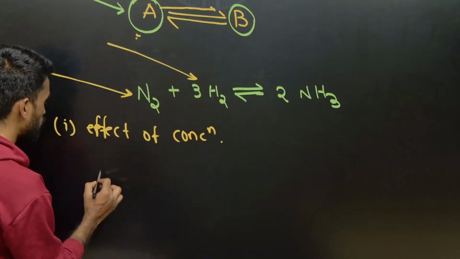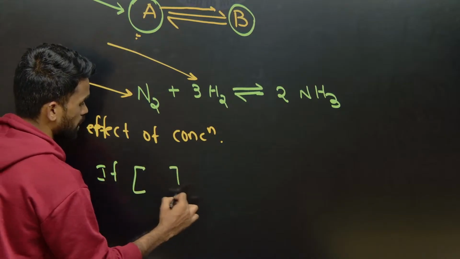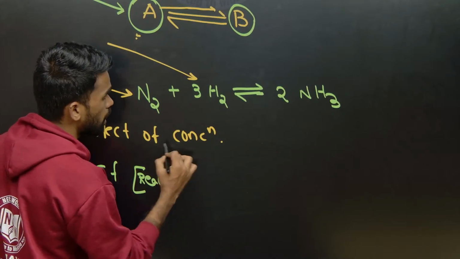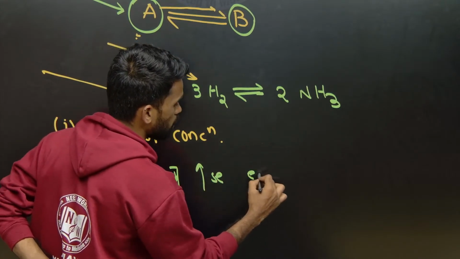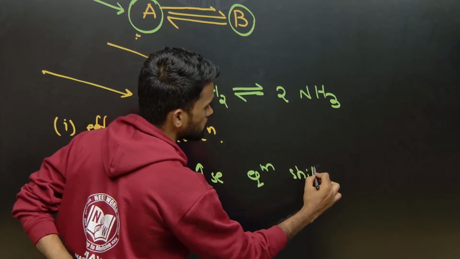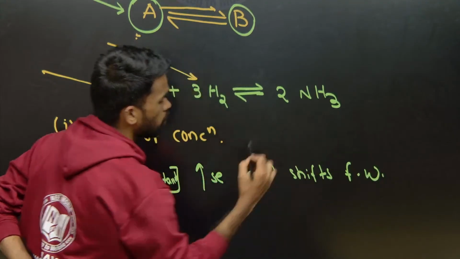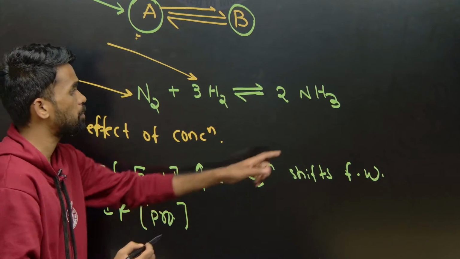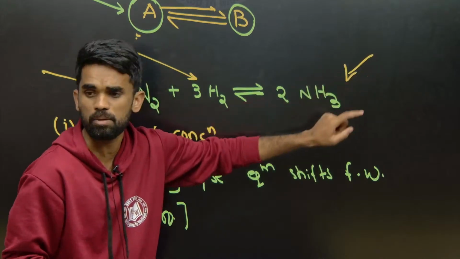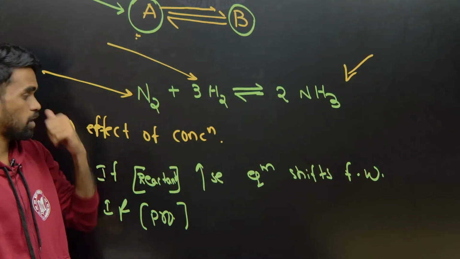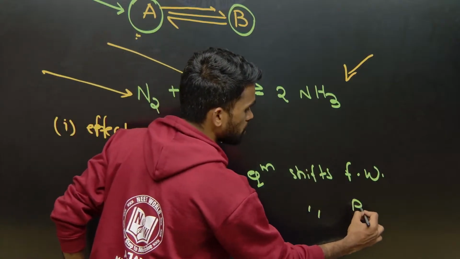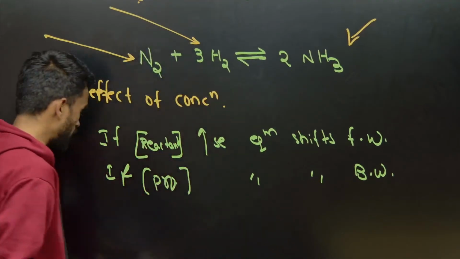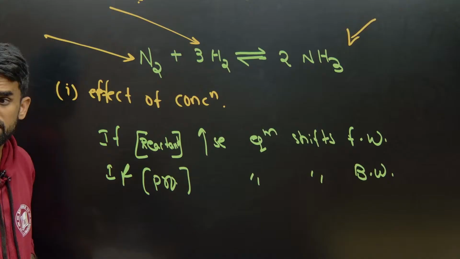If the concentration, indicated with square brackets, of reactants H2 and N2 is increased, the equilibrium shifts forward. Now if the concentration of product is increased, what happens? The equilibrium moves backward. The equilibrium shifts backward.